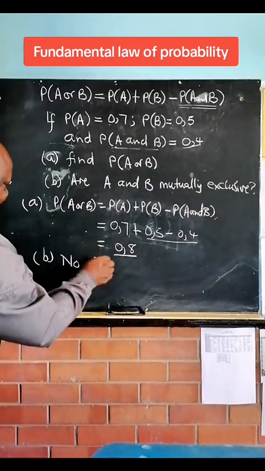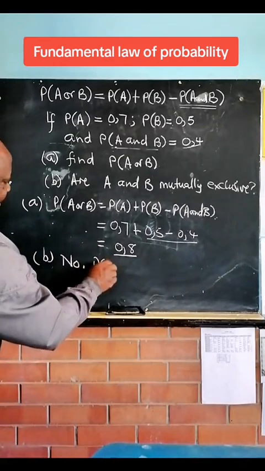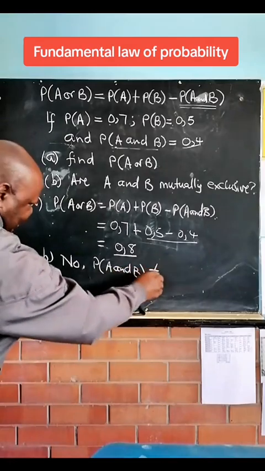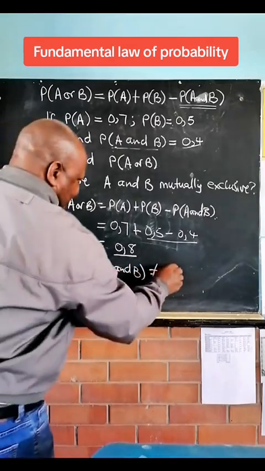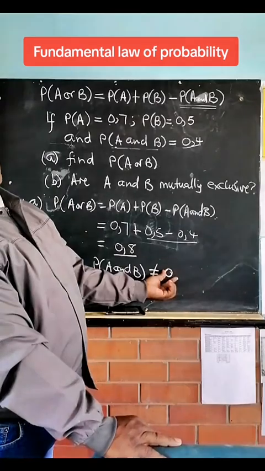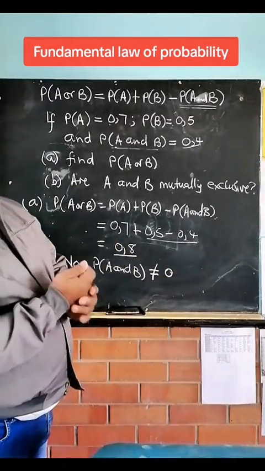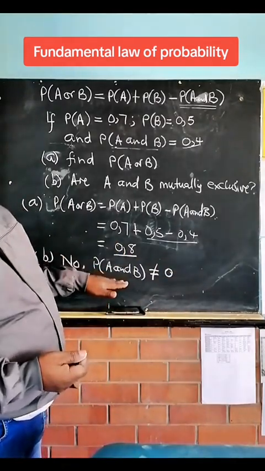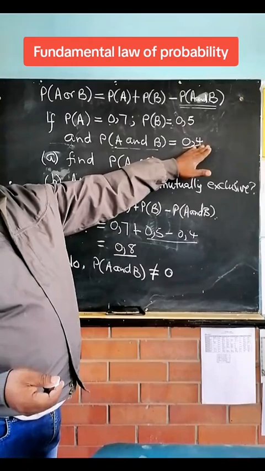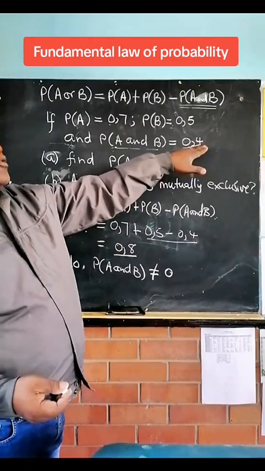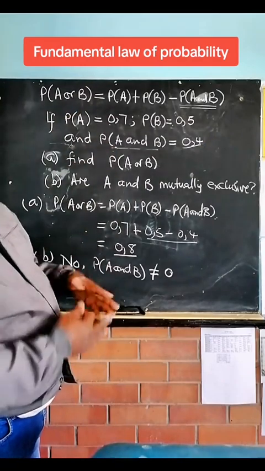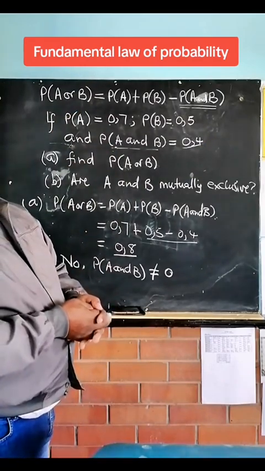And then we can justify why that is not so. Because the probability of A and B is not equal to 0. If it was equal to 0, if there was no shared probability, then the events would be mutually exclusive. But these ones are not mutually exclusive because they share quite some substantial amount of probability between them. This is how you address questions of this type under probability.